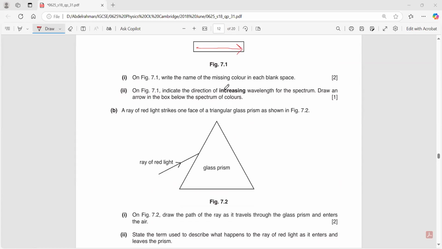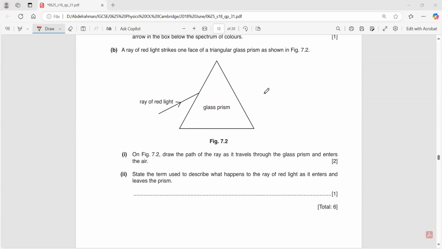I have a glass prism and a ray of red light. Draw the path of the ray as it travels through the glass prism and enters the air. As it goes through the glass prism, it is refracted a little downwards, and then as it moves away, it is also refracted a little. So we have two refractions, as it enters the prism and as it exits the prism.